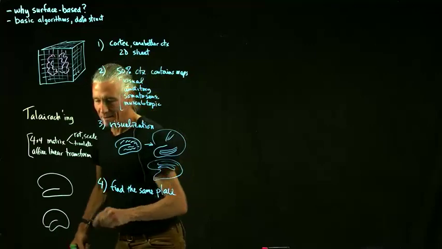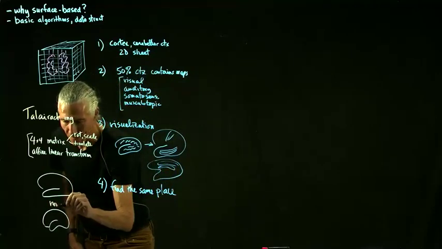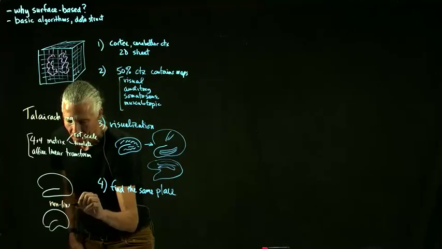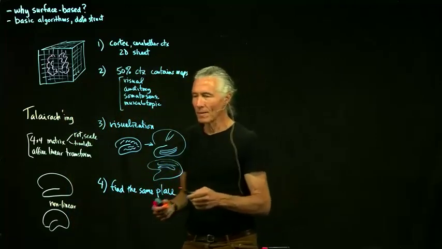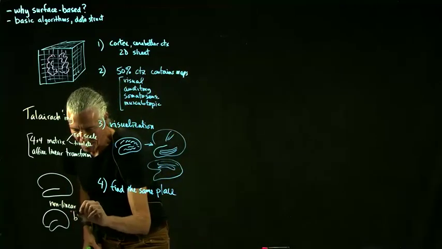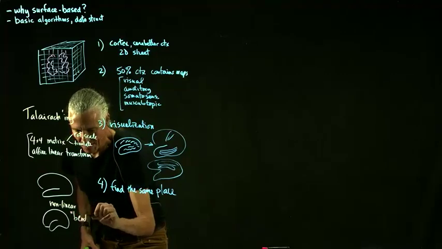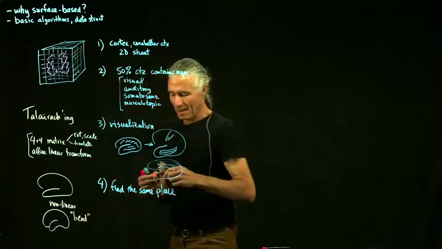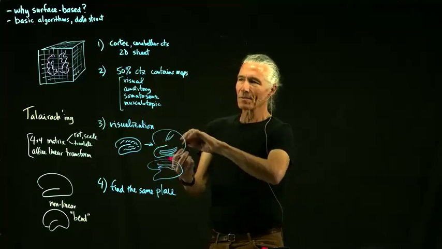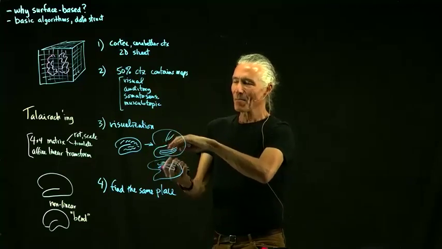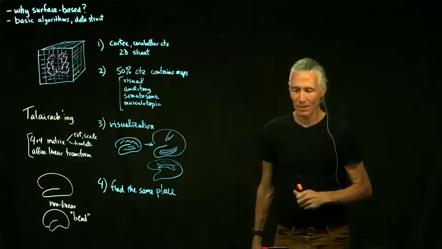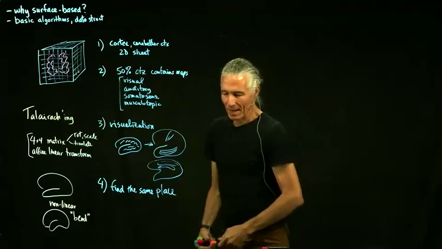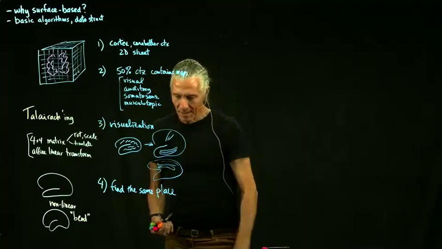So that's a nonlinear transformation. We'll just call it a bend. So if you could somehow morph a brain surface into alignment, you can do things more like bending.